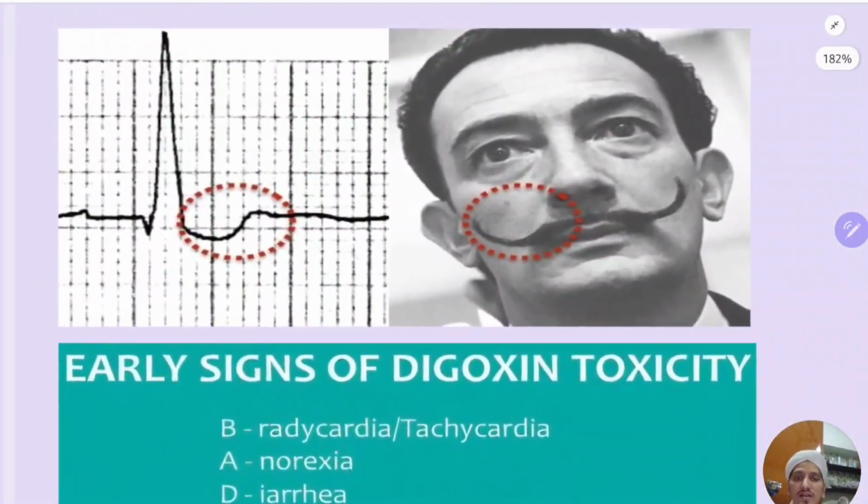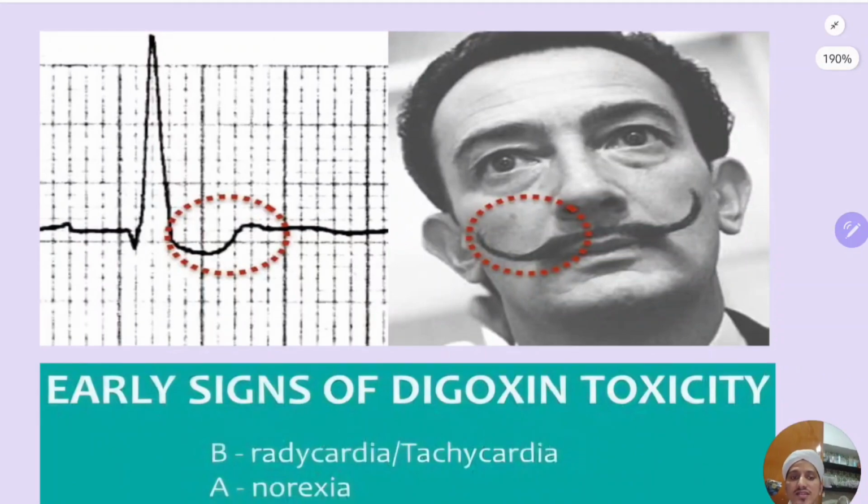See here. This is the person known as Salvador Dali, famous Spanish painter. See his mustache. He used to keep this mustache. Because of this, the name is derived. See the same morphology. It is like this, scooped, like a spoon. Okay, spoon shaped. So this is the sign of Digitalis effect. Okay, then we will move.